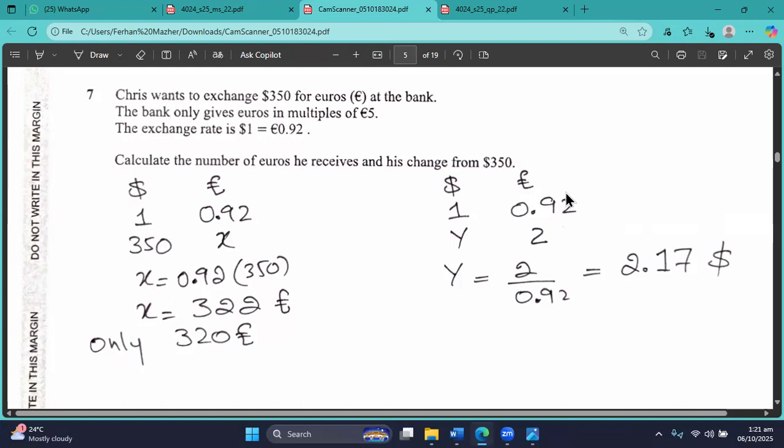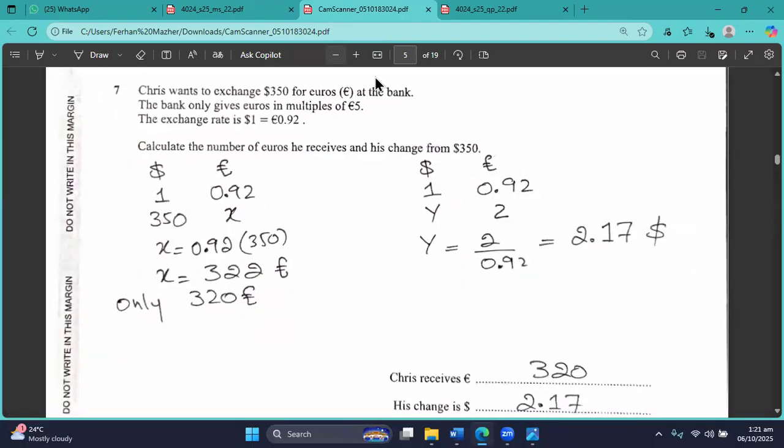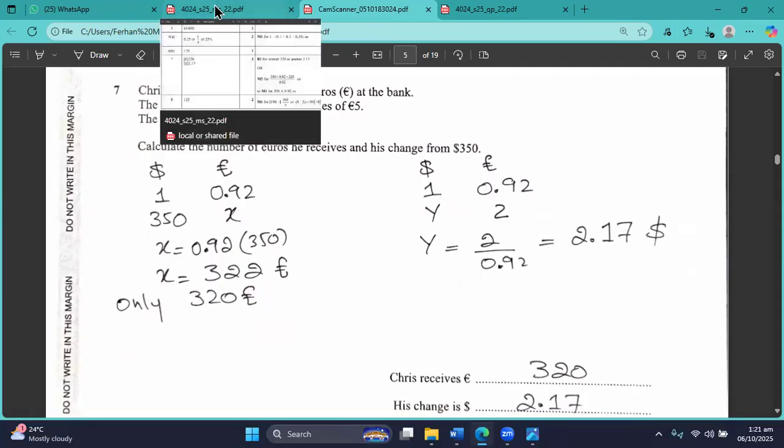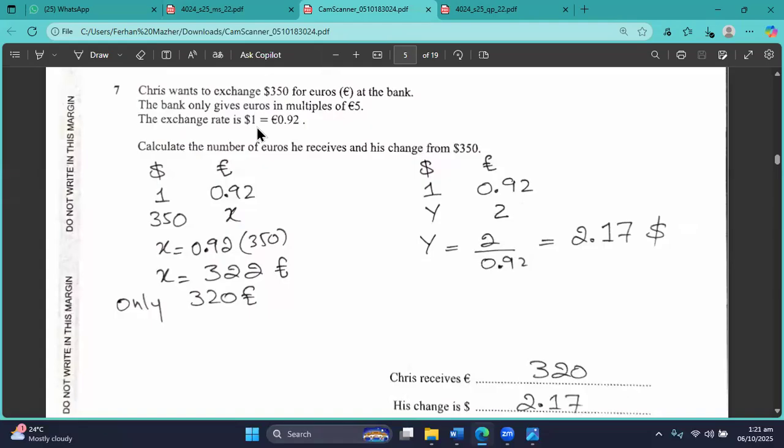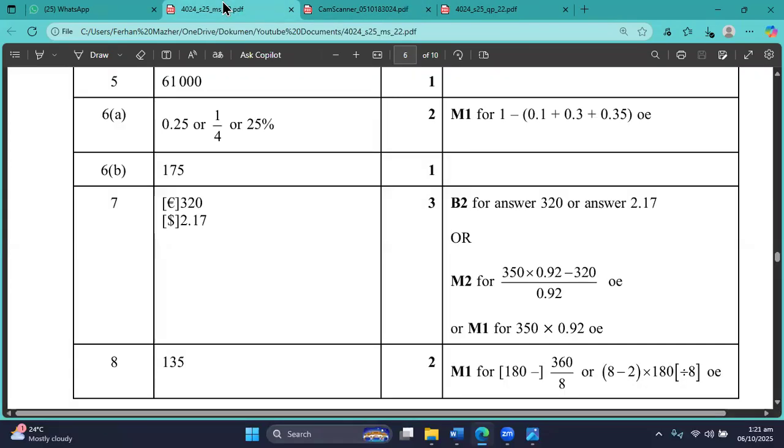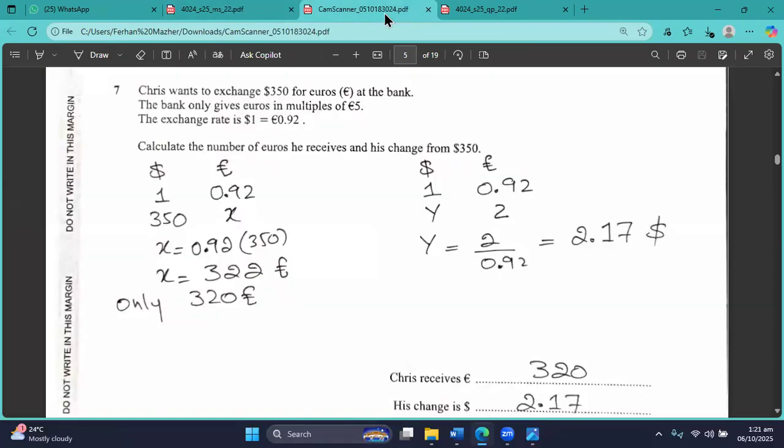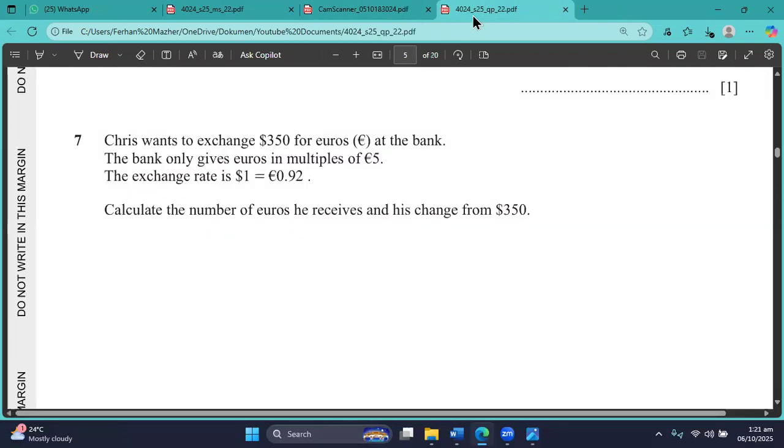Again, I will apply the exchange rate. $1 equals 0.92 euros. So 2 euros will be how many dollars? So that will be 2 divided by 0.92, and that will be $2.17. So they will get 320 euros, and $2.17 will be there. They will get it in change. It will not be converted into euros. So 320 euros and $2.17. So that is how you do question number 7. I hope you understand.